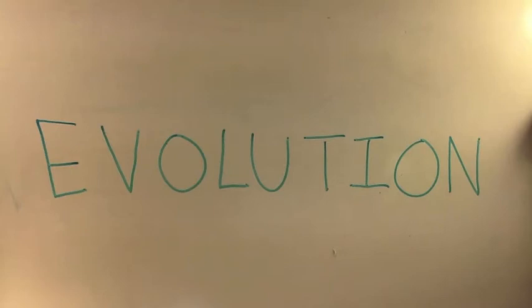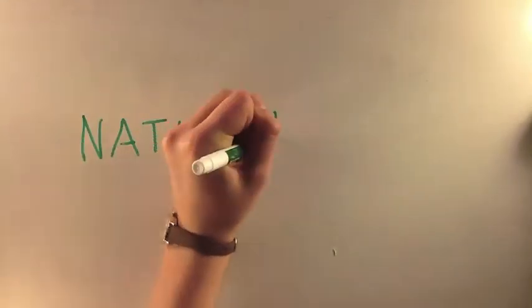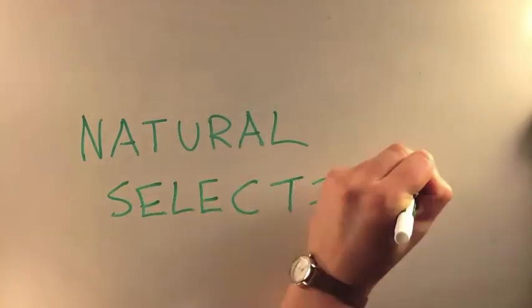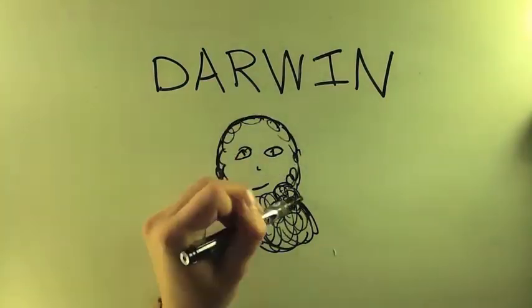Everyone knows that life has evolved over time, but do you ever wonder how it really happened? Evolution is a change in a species over time. A mechanism for evolution is natural selection. Natural selection is a process that is always occurring. It was discovered by Charles Darwin.